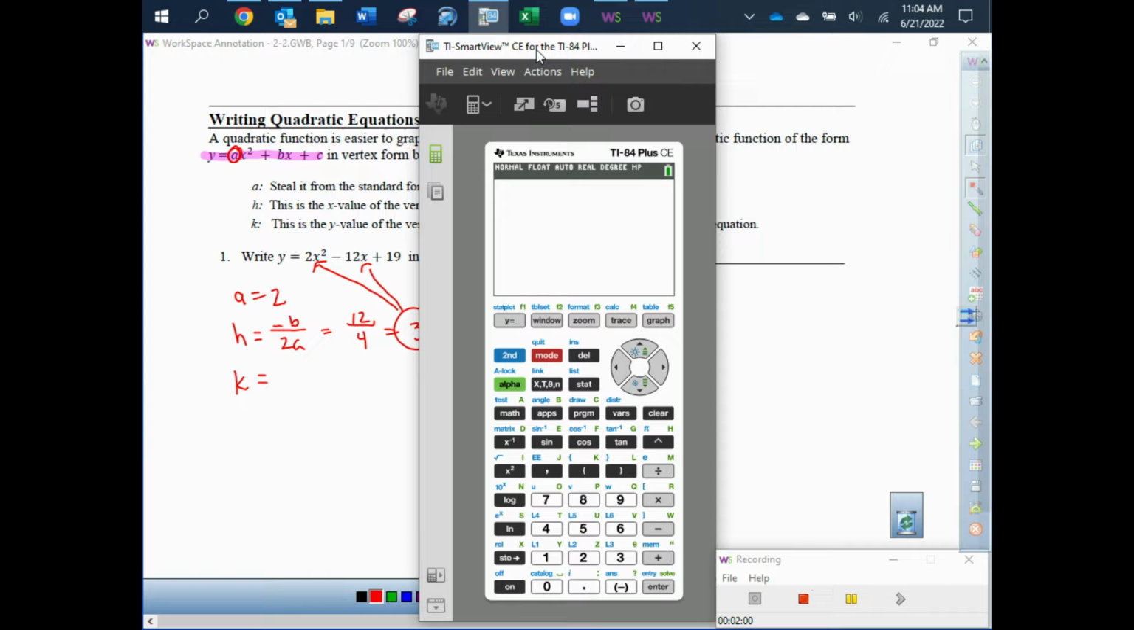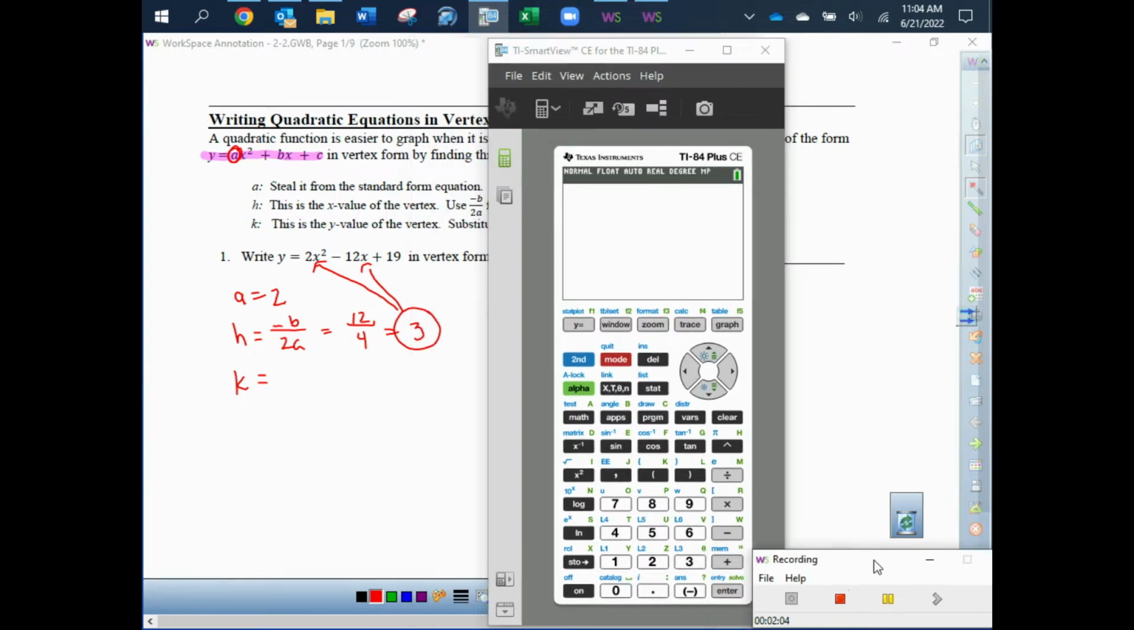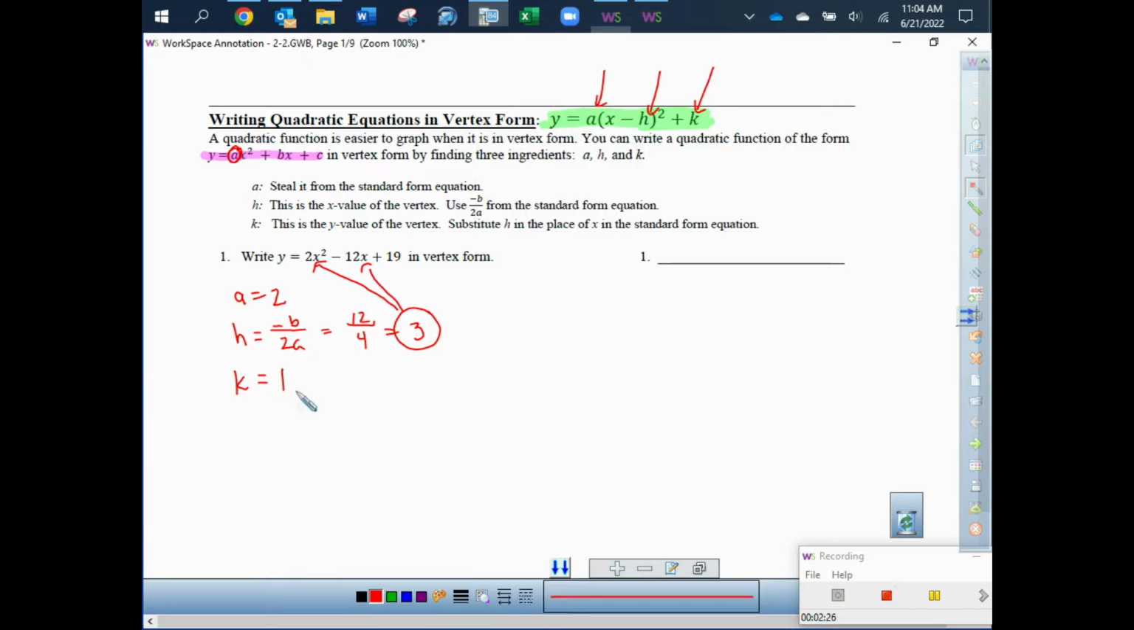So let's quit out of this. Use parentheses where x is, so I got 2 times, I'm going to put parentheses, 3. Don't forget that that's getting squared, minus 12, use parentheses, times 3 plus 19. Do you see how where there was an x, I literally put 3 because that's the x value of the vertex, and this will tell me what y equals. Y equals 1. Well, y is the y value of that vertex, which as a fancy name is k.